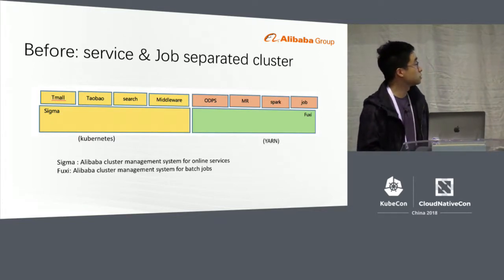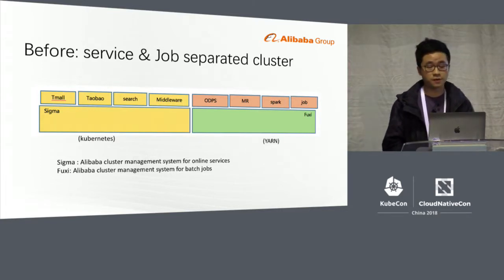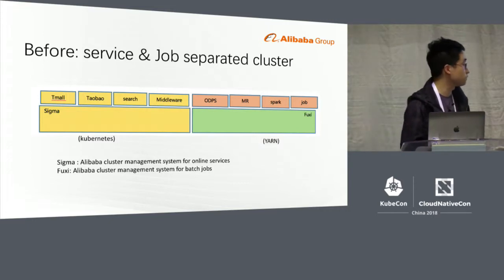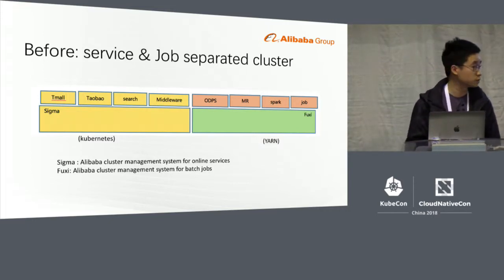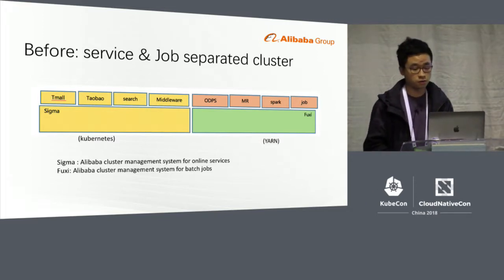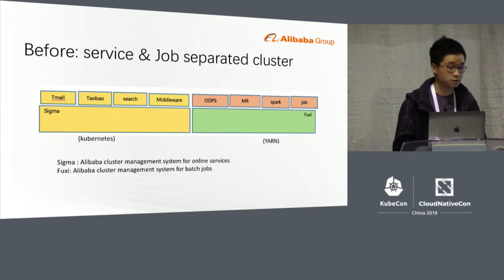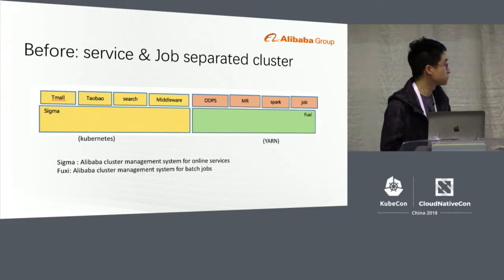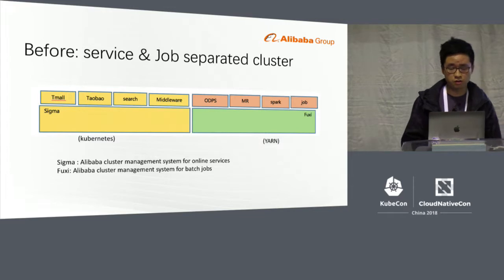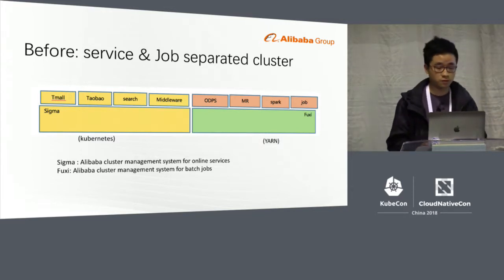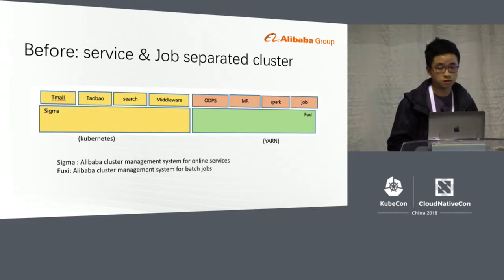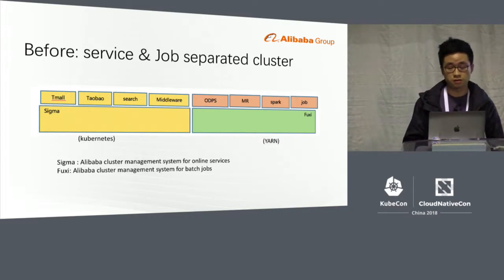So before we did co-location, we had some legacy issues. For example, Sigma, which is our team, is in charge of the online platforms, and we also have Fuxi, which is in charge of the offline jobs. Sigma is in charge of Tmall, Taobao, search, and middleware, which are online jobs, and Fuxi is in charge of offline jobs, which are ODPS, MR, Spark, and so on. Sigma is the same as Kubernetes, or a super Kubernetes, and Fuxi is the same as YARN. YARN is also in charge of the offline jobs.